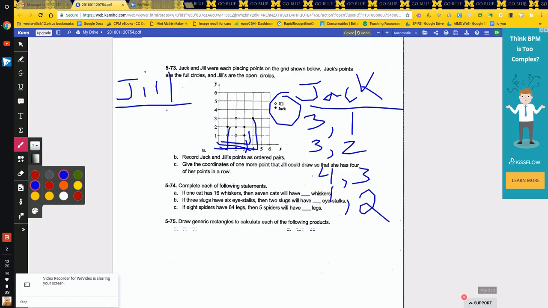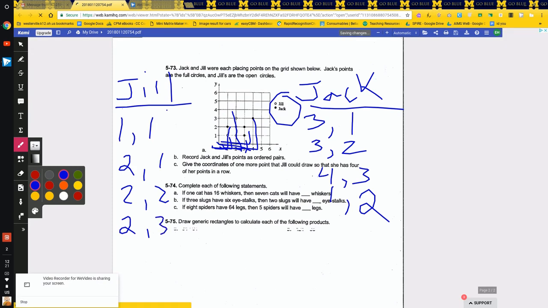Looking at Jill, it looks like she has one at 1, 1. You probably can't see it anymore. Then it looks like she has 3 points on 2, so she has one at 2, 1, 2, 2, and 2, 3.